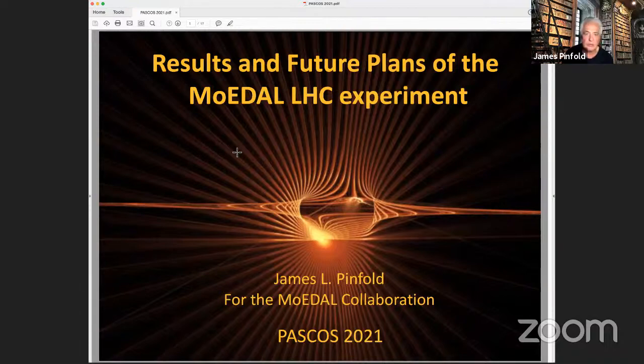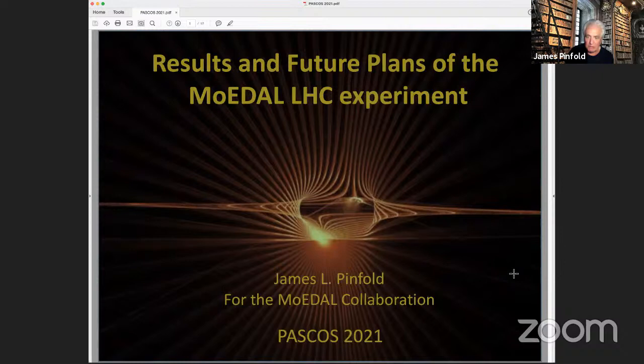Okay, thank you. So I'm going to tell you about the results and future plans of the MoEDAL experiment at the LHC. It's not like the other experiments you just heard about. This is what's called a dedicated search experiment. It was the first dedicated search experiment at the LHC. Why do we need a dedicated search experiment?